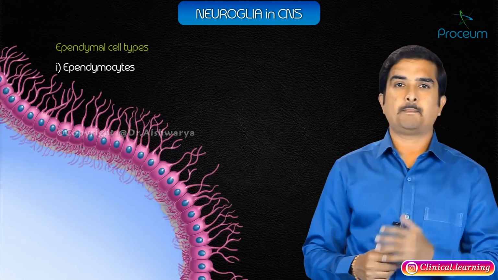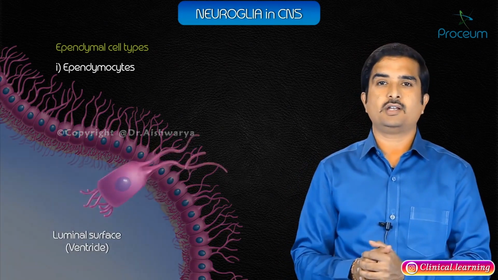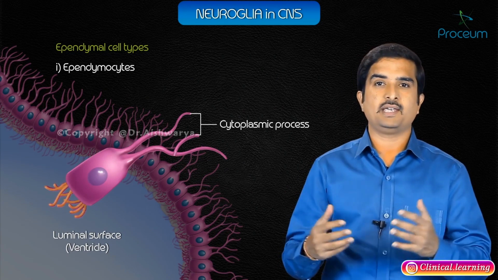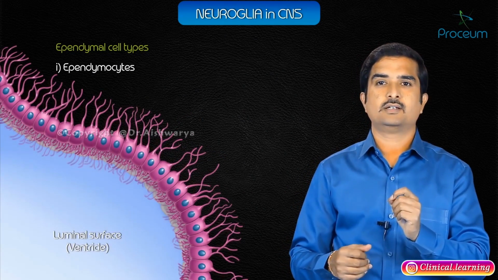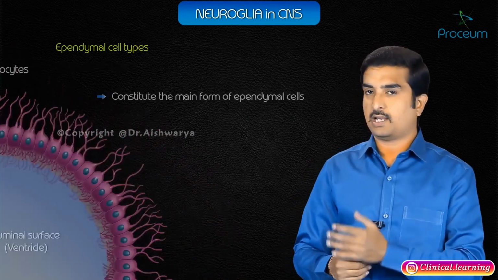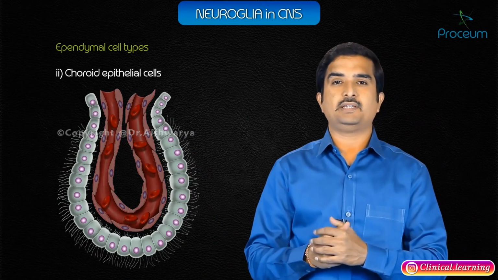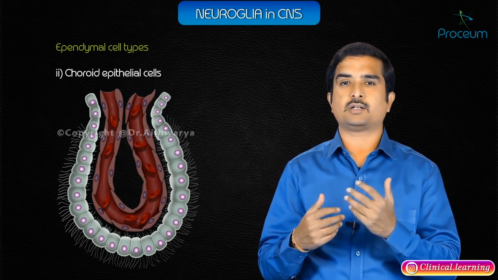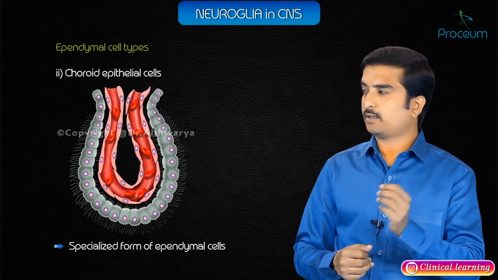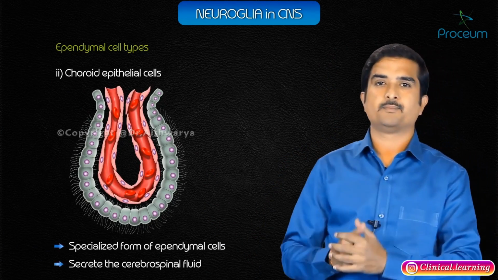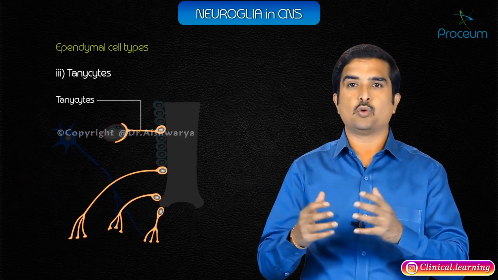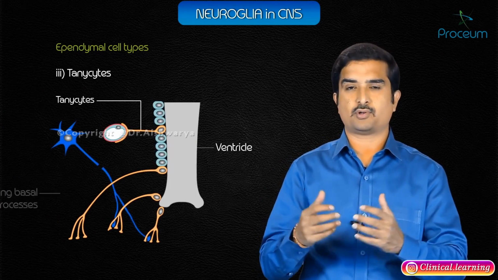The first one, ependymocytes, are cuboidal or columnar cells with cilia and microvilli on the apical area of the luminal surface, and they constitute the main form of ependymal cells. And the second one is the choroid epithelial cells. These are a specialized form of ependymal cells where they secrete the cerebrospinal fluid. And next is tanycytes. These are the cells lining the floor of the fourth ventricle with long basal processes.